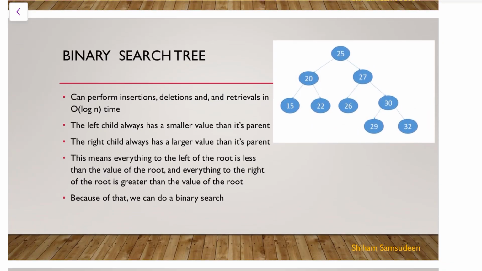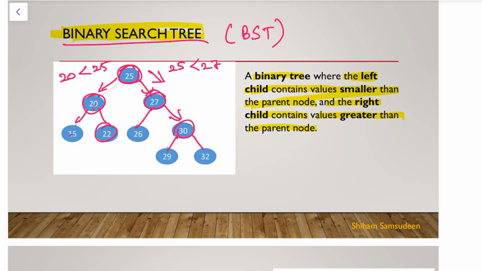Okay, so if I reiterate this, a binary search tree is a binary tree where the left child contains values smaller than the parent node, and the right child contains values greater than the parent node, right? Simple as that.